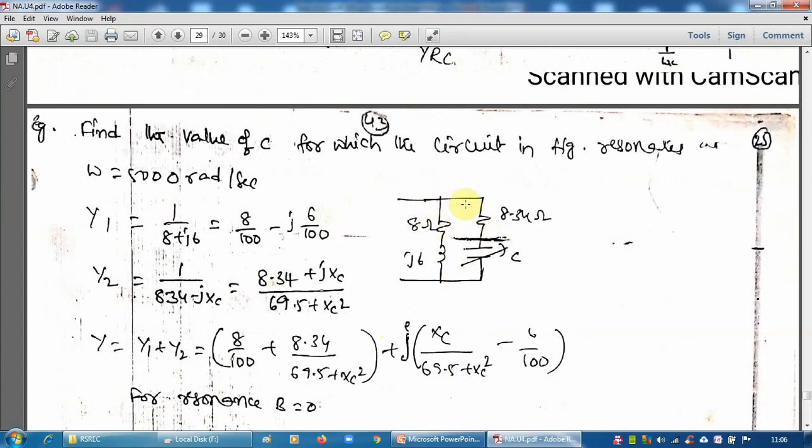Here a practical circuit is given with RL equal to 8 and XL equal to j6. Why is it RC? It is in series with the capacitor, therefore named as RC, that's all. Find the value of C for which the circuit resonates at omega equal to 5000 radians per second. So here what is given? Resonant frequency is given, omega naught or omega R. For that omega naught, what should be the value of C?